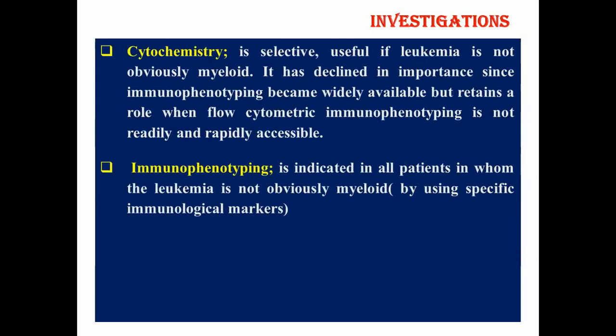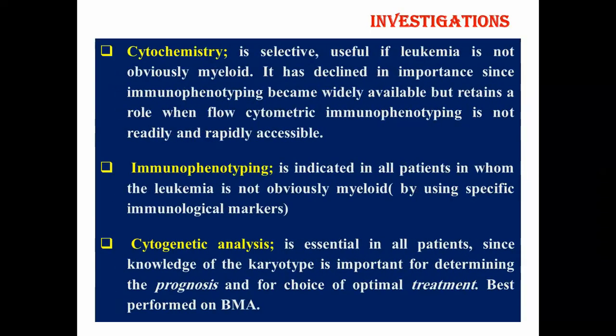The second tool for the investigation is cytochemistry. As I mentioned previously, we have some cytochemical stains, and I depend on them to differentiate between acute myeloid leukemia and acute lymphoblastic leukemia. Here cytochemistry is selective, useful if the leukemia is not obviously myeloid.